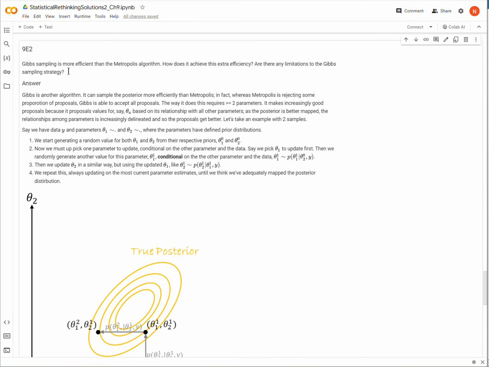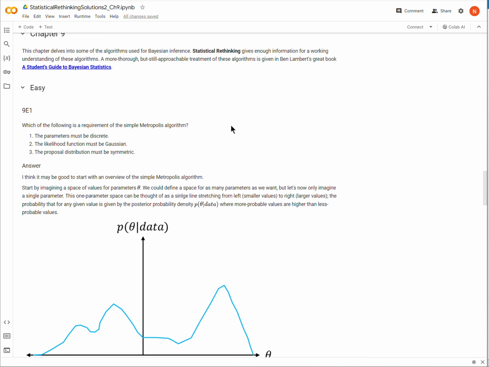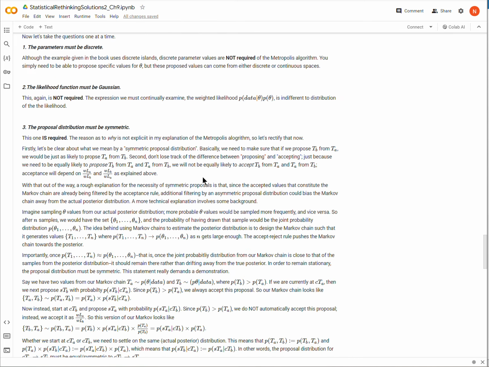If you want more detail in a way that's still approachable, I again suggest you go to this book. I think this takes you to an Amazon link. I don't get anything from it, but it's a good book, A Student's Guide to Bayesian Statistics by Ben Lambert. There's a little bit more detail in there about some of these algorithms.